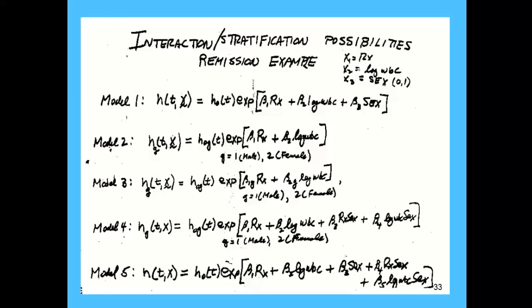Beta 1 plus what? E to the beta 1 plus beta 3 times sex, because there's a product term here of treatment with sex. So it's e to the beta 1 plus beta 3 times sex. And what does that mean? That means you're going to get a different hazard ratio depending upon whether you're male or female.